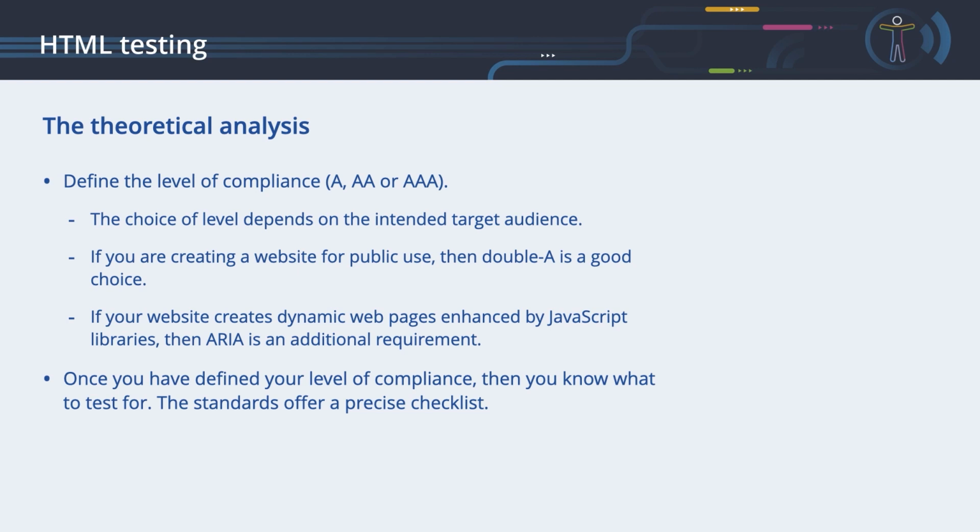Of course, you are free to check your HTML code manually for all the success criteria, but this can be a tedious task. Who wants to check thousands of images for alternative texts? This is where software tools come in. They can carry out hundreds of checks in a few seconds.